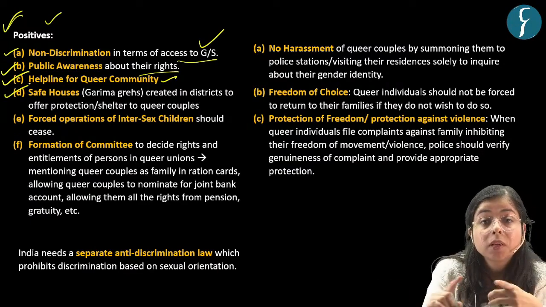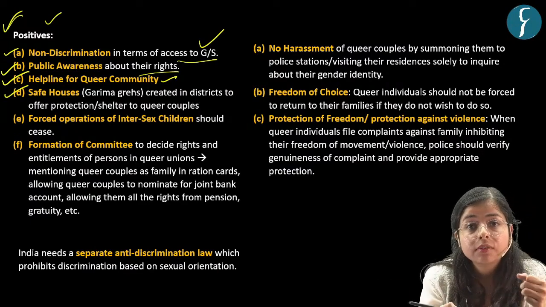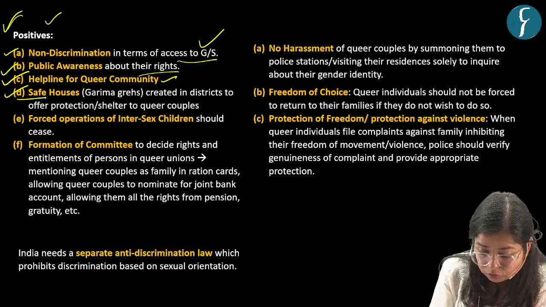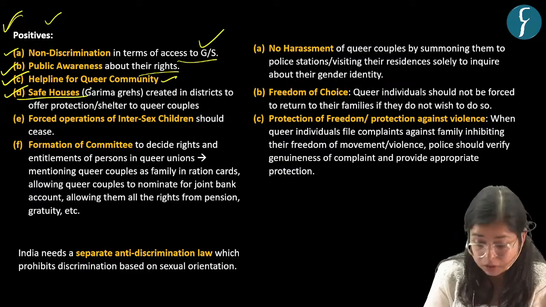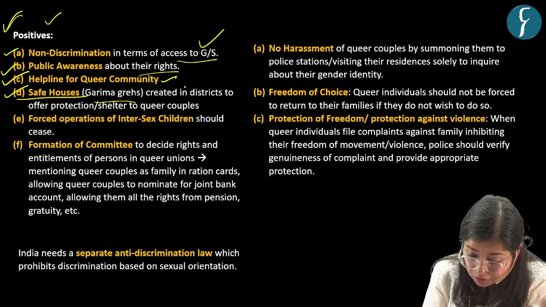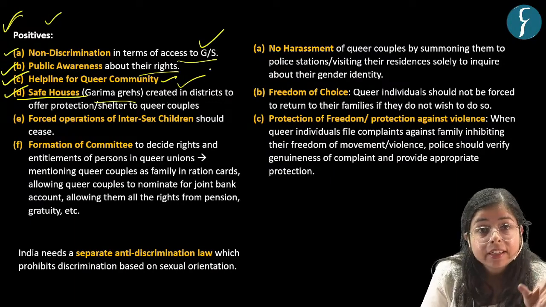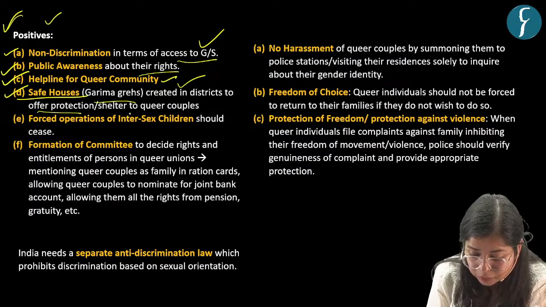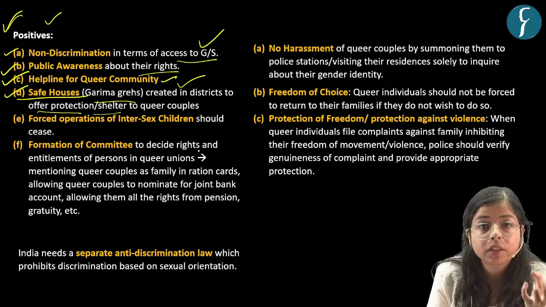And then one of the important things which the Supreme Court directed was the establishment of safe houses, or garima grahas. Garima grahas should be created in every district of India to offer protection or shelter to queer couples, right?